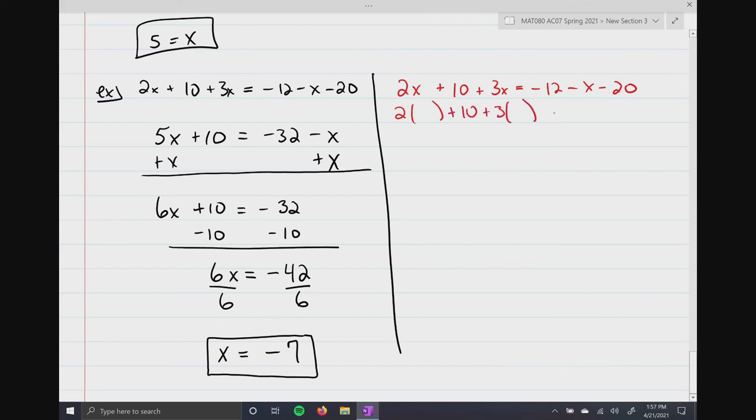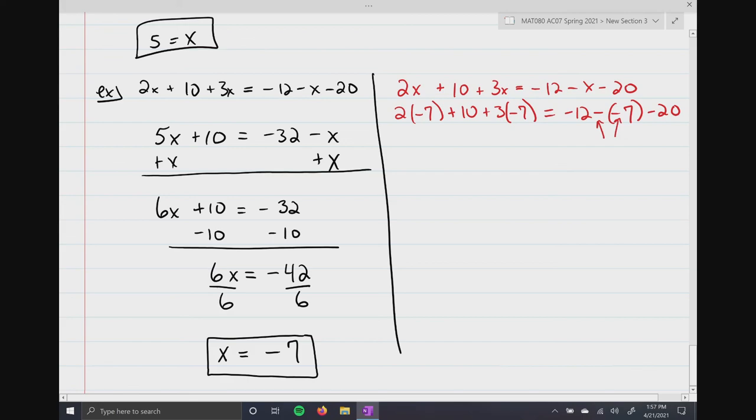So what I like to do is rewrite everything first. Wherever I see the variable x, I put parentheses. And then I make my substitution. Negative 7, negative 7, and negative 7. And hopefully, you can see why I choose to do it this way. It's because if you look on the right-hand side, I have a double negative back-to-back. So I got to be careful with that.